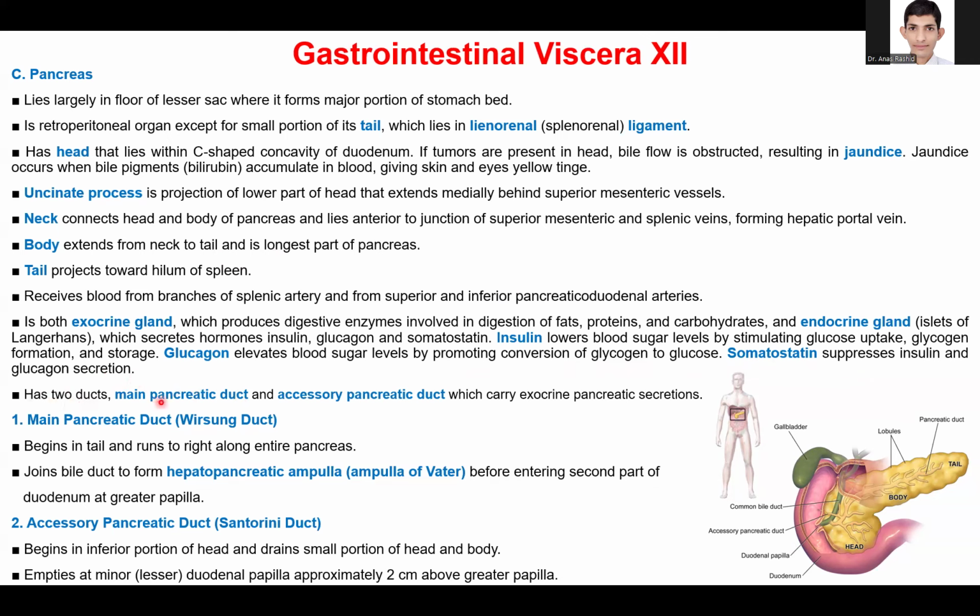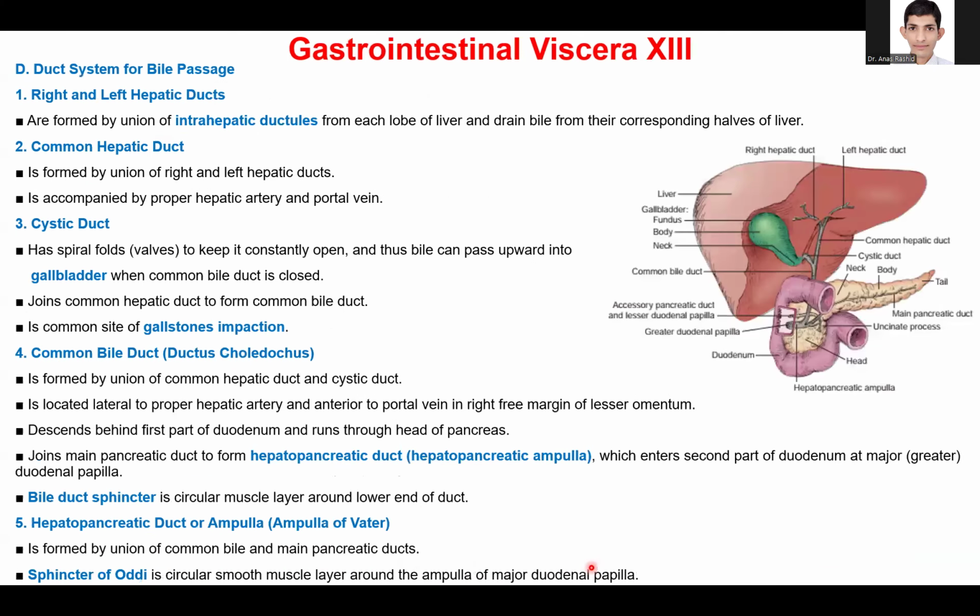Pancreas has two ducts, main pancreatic duct and accessory pancreatic duct, which carry exocrine pancreatic secretions. Main pancreatic duct or duct of Wirsung begins in tail and runs to right along entire pancreas, joins bile duct to form hepatopancreatic ampulla or ampulla of Vater before entering second part of duodenum at greater papilla. Accessory pancreatic duct or Santorini duct begins in inferior portion of head and drains small portion of head and body, empties at minor lesser duodenal papilla approximately 2 centimeters above greater papilla.